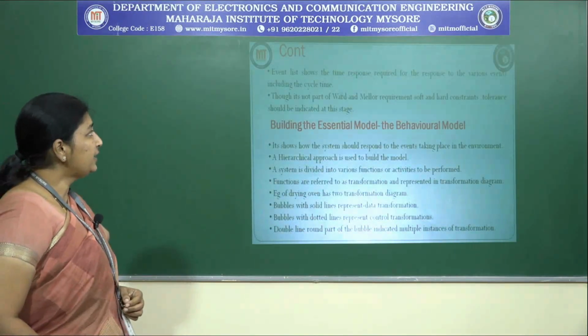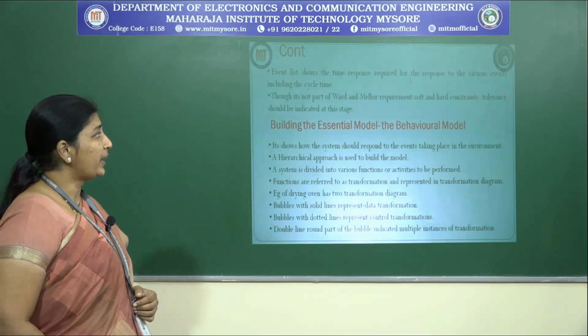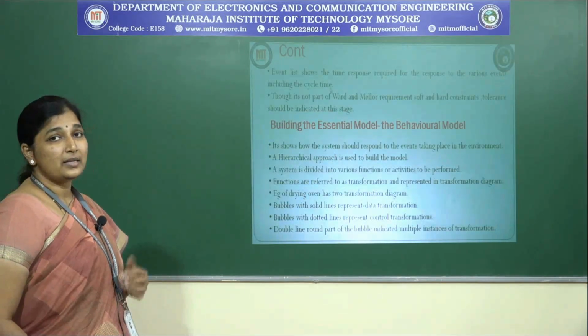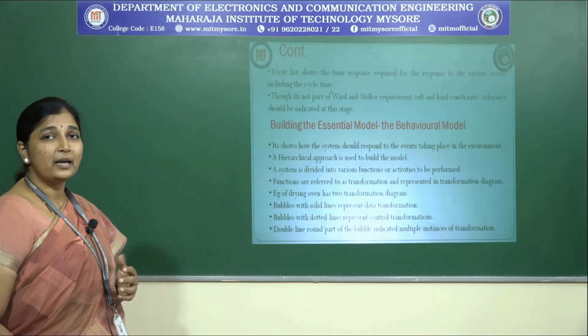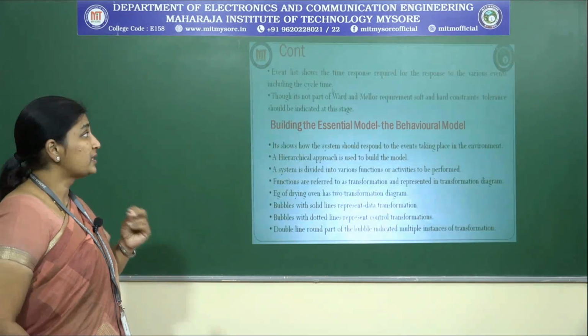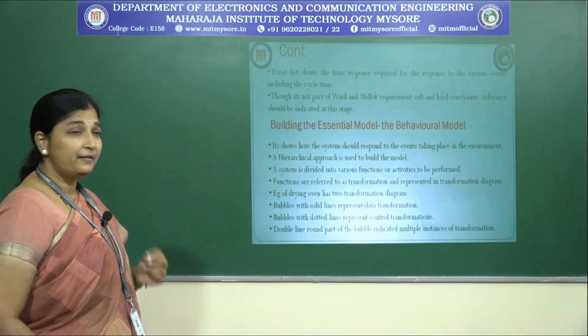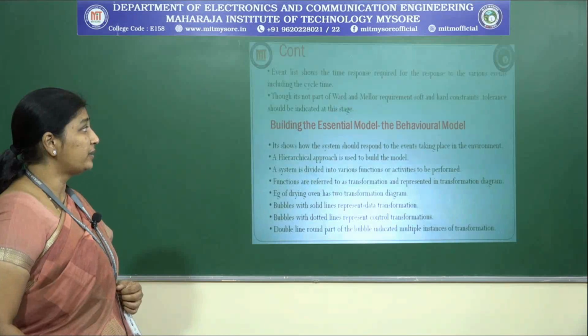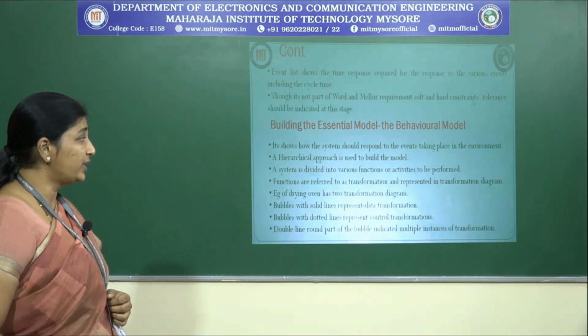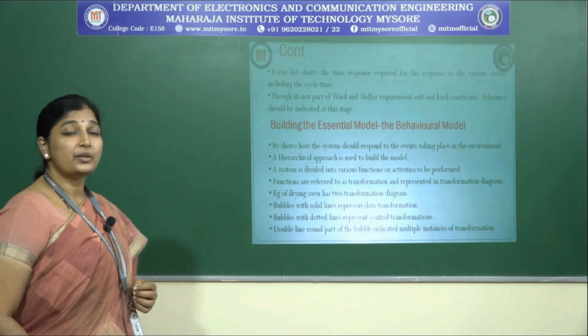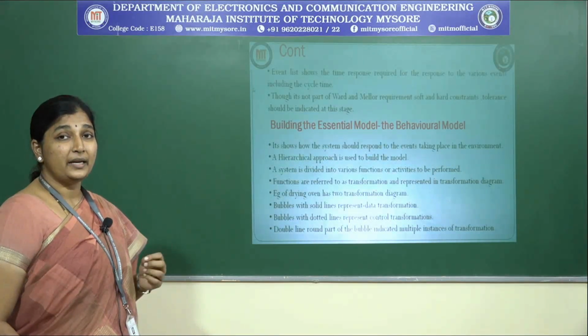Next, the event list shows the time response required for the various events, including the cycle time. For the entire cycle time, what are the prerequisites that are very important in responding to each and every initial value. Though it is not a Ward and Mellor requirement, soft and hard constraints and tolerance should be indicated at this stage. So it is very important to indicate.